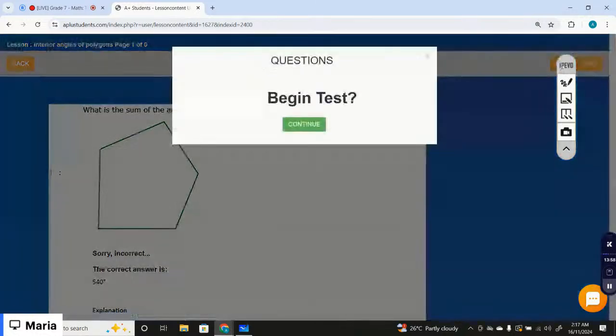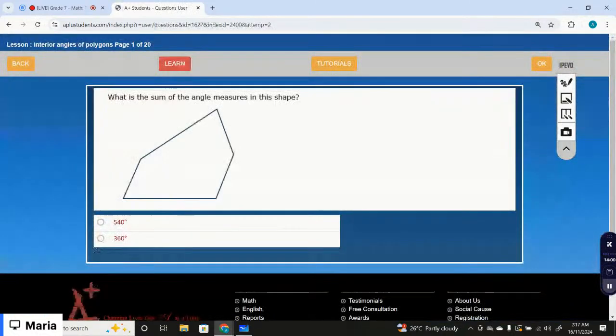Let's just start with the test questions. What is the sum of angle measures in this shape? So what is the sum of angle measures in this shape? So which is the correct option?